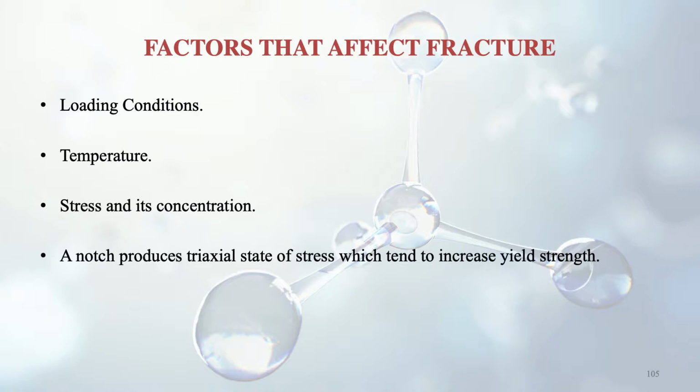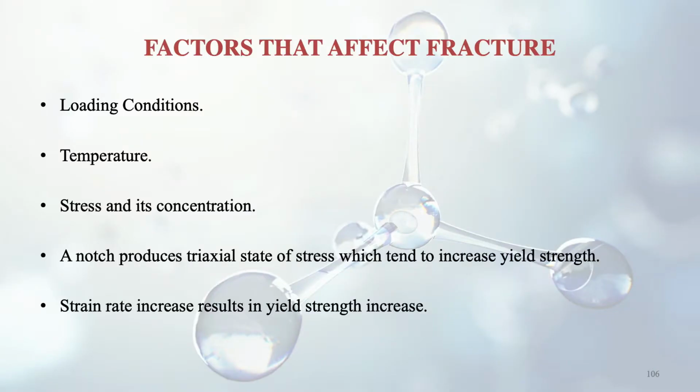So a notch actually produces a triaxial state of stress, which tends to increase the yield strength. So if there is a notch, then yield strength will try to increase, making it somewhat more brittle type. So the tendency of fracture will be more. The strain rate also increases the yield strength, so again the tendency will be more towards brittle type of fracture.